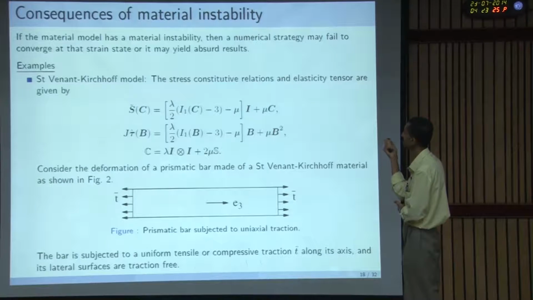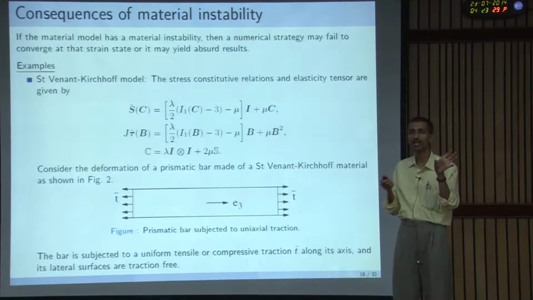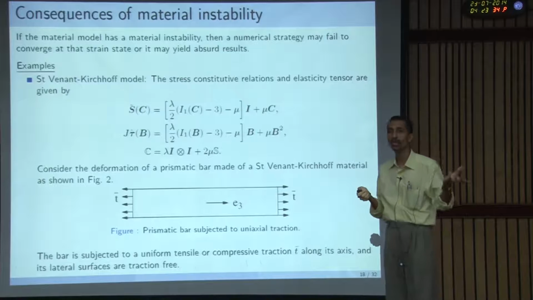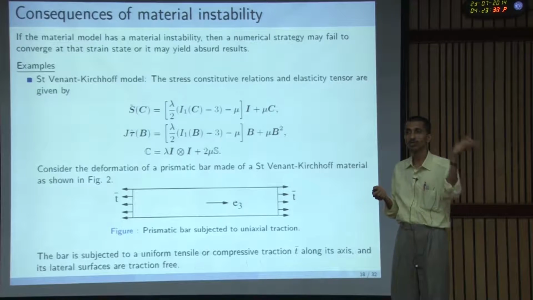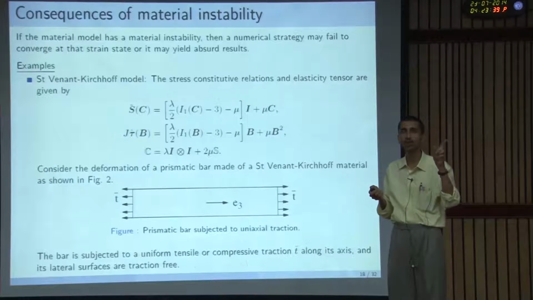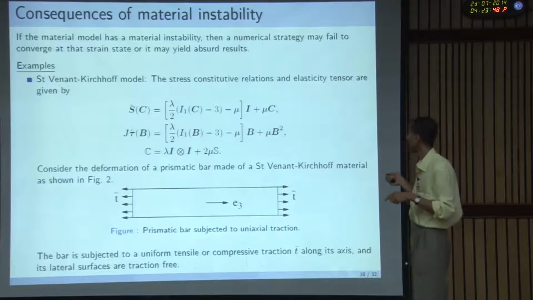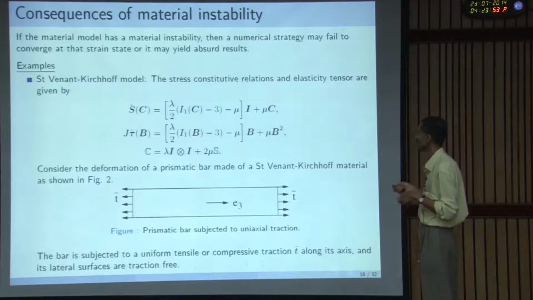Okay, what are the consequences of a material instability? Suppose you have a materially unstable model, then it can fail to converge. Your finite element code can fail to converge, or it can give absurd results, because you will have two strains corresponding to the same stress level. You can have all kinds of absurd results if there is a material instability.